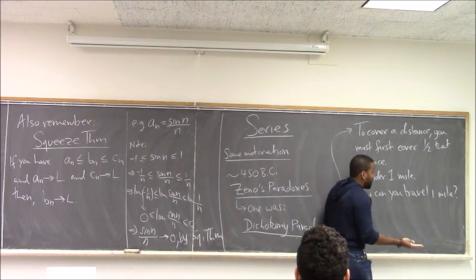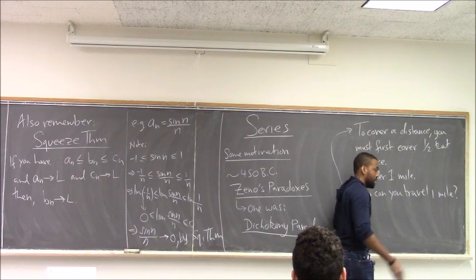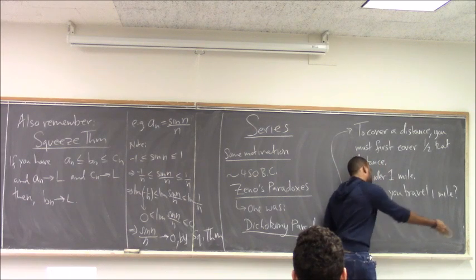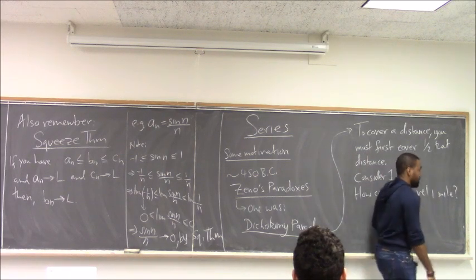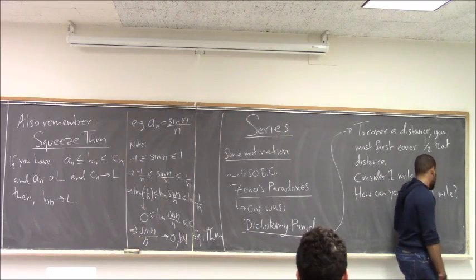But before I get to a half a mile, I have to travel a half of the half a mile, right? So I travel a quarter mile. Now I have a quarter of a mile left. Before I can travel a quarter of a mile, there must come a point where I travel a half of the quarter of a mile, an eighth of a mile, and so on and so forth.